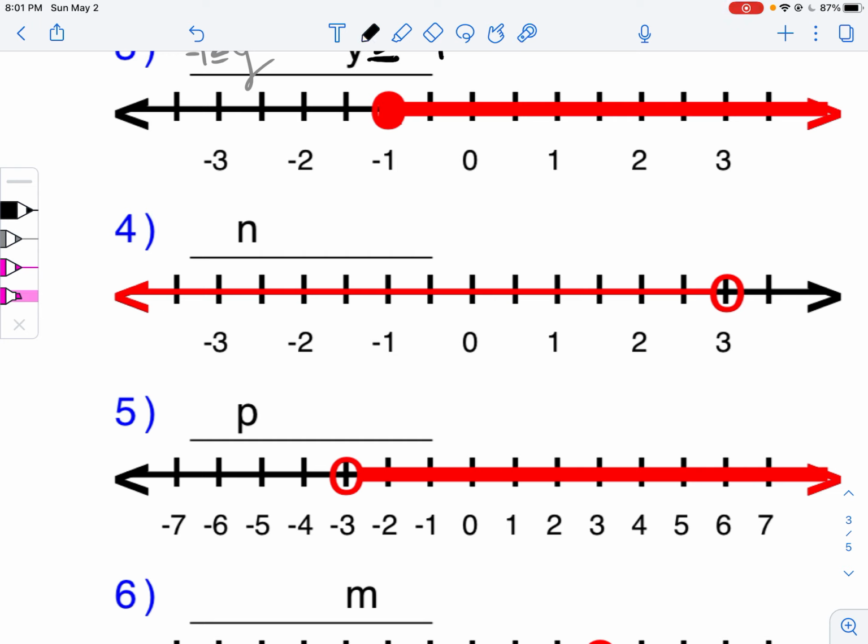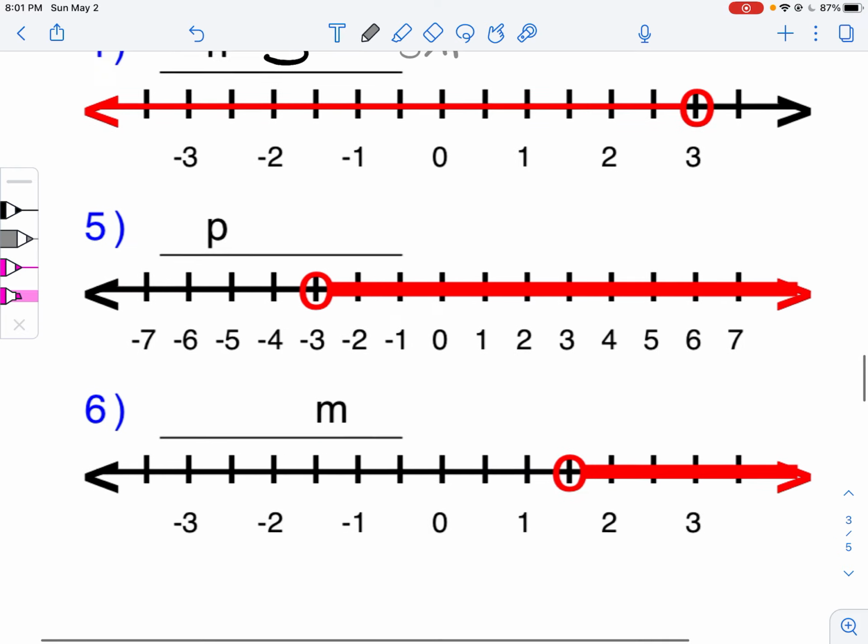Okay, here our first step is to start at our number. Our number is 3, and we've got an open circle. That open circle says it's not equal to. So now we need to figure out what direction we're going. Well, 2 is less than 3. 0 is less than 3. So we say n is less than 3. Alternatively, 3 is greater than n.